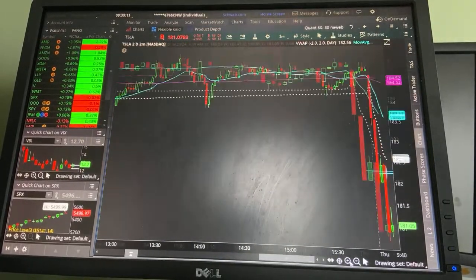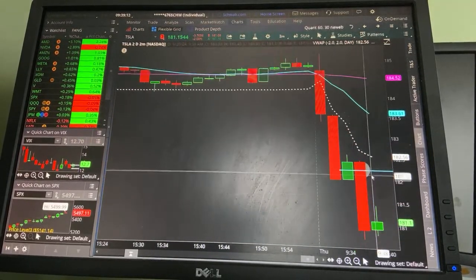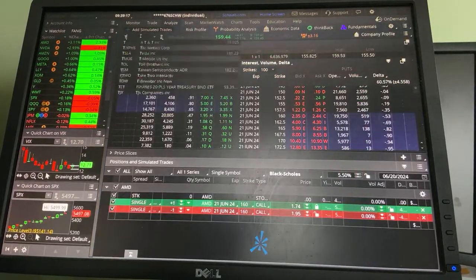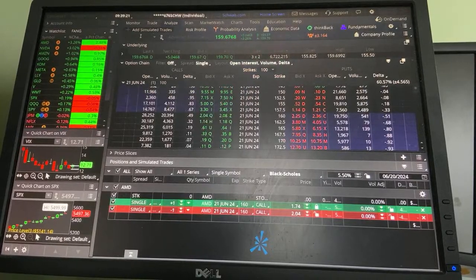Let's TP some Tesla. Okay, market just made a new low on this negative COG here. All right, so we're going to take profit. TP means take profit. You can even take profit on AMD right there. That's a quick 25, 30 cents there.